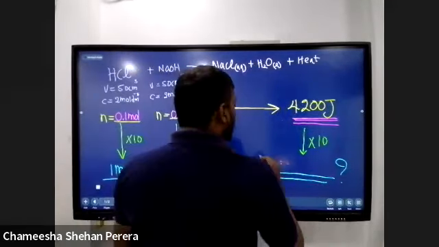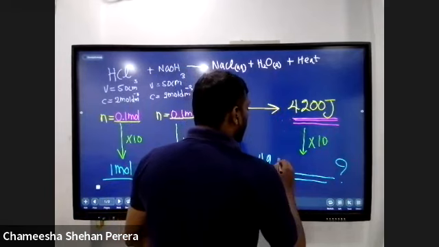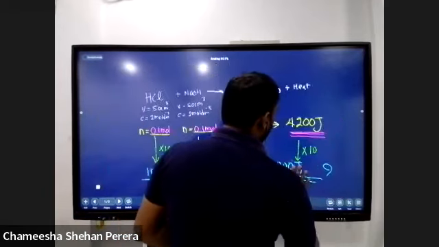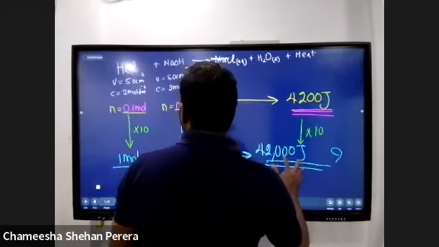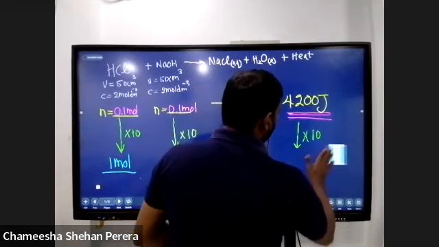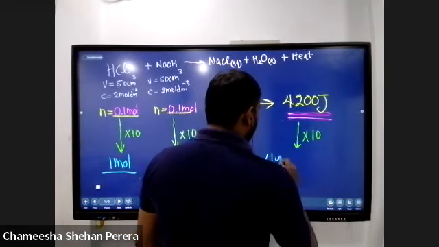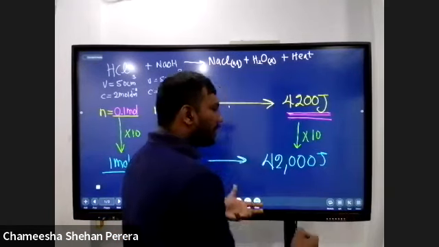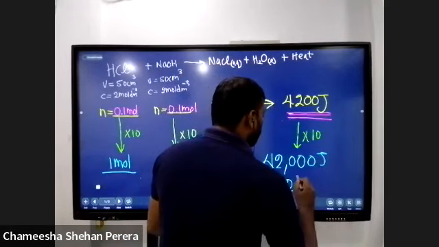So here 42,000 joules of heat energy is going to be generated. Simply 42,000 joules of heat, right? That's what's simply going to happen. So 42,000 joules of heat is going to be generated, and you can convert that into 42 kilojoules.